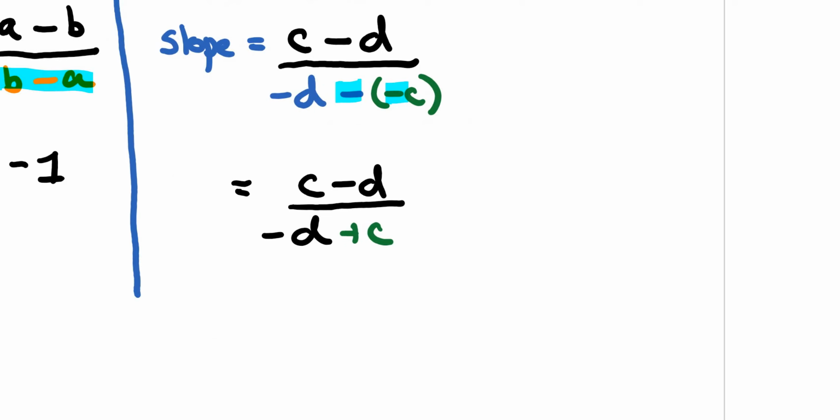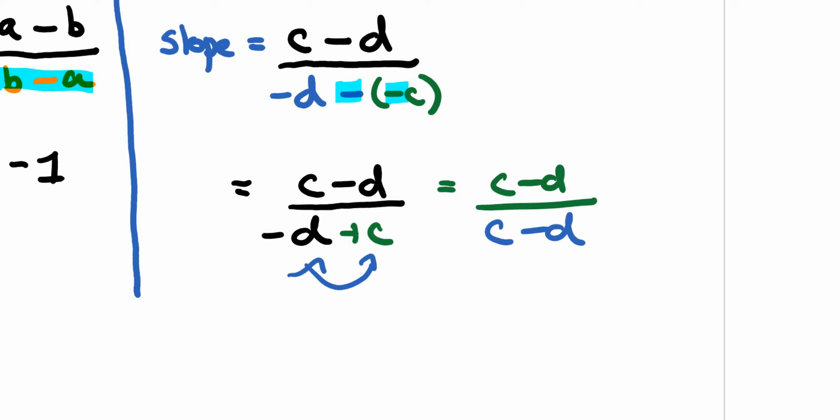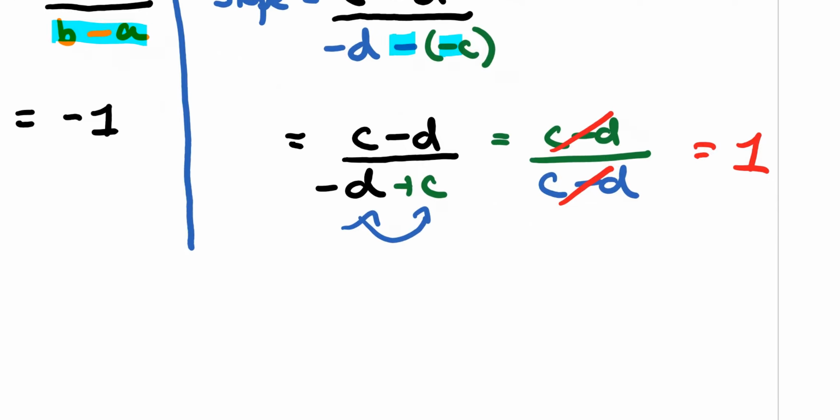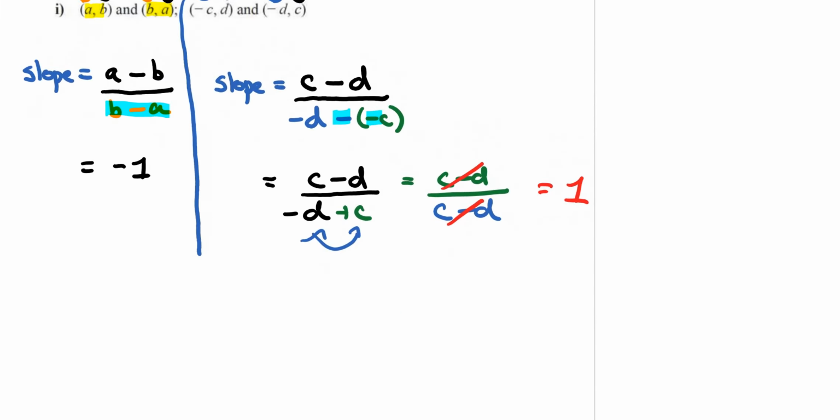Okay, and if I go ahead and just flip the denominator, if I look at the bottom and just flip these two around, this is the same thing as C minus D. Now notice that the top and bottom are completely the same, so this just gives you a value of 1. Okay, which is good, because now we see that there's a -1 here and a +1 there. So those are opposite reciprocals. So these two lines are going to be perpendicular because the slopes are opposite reciprocals.